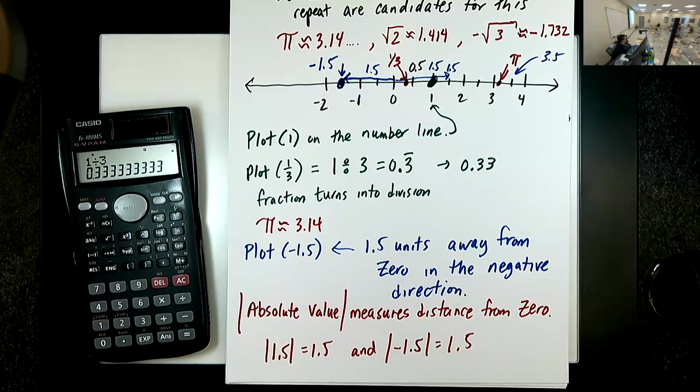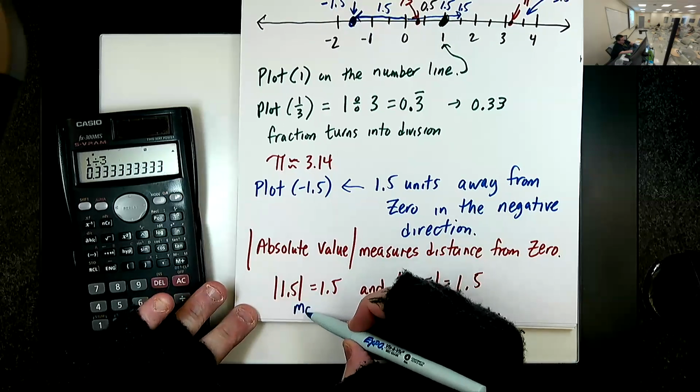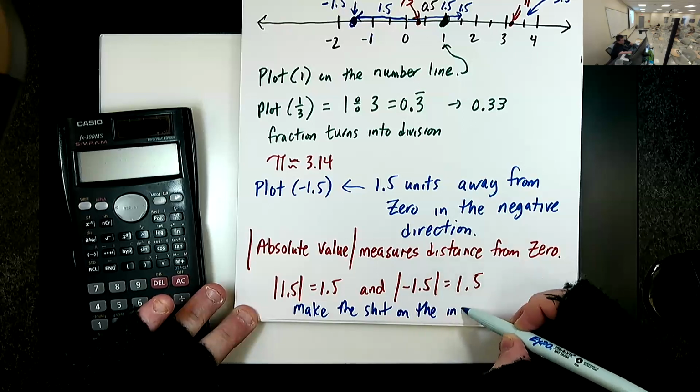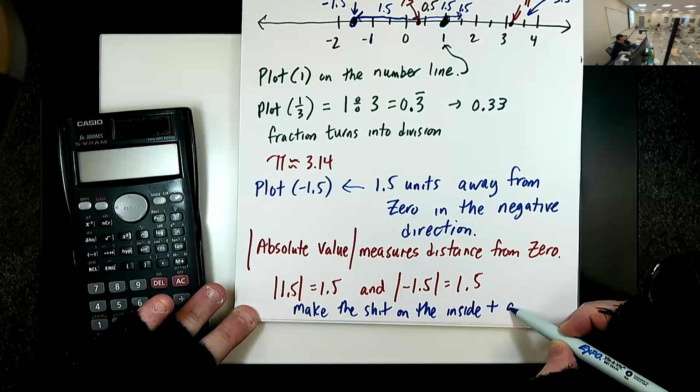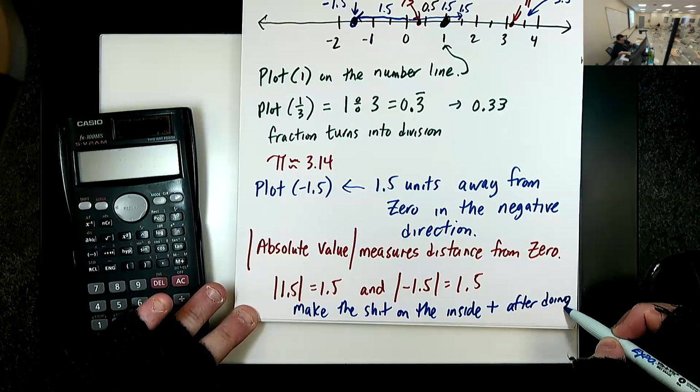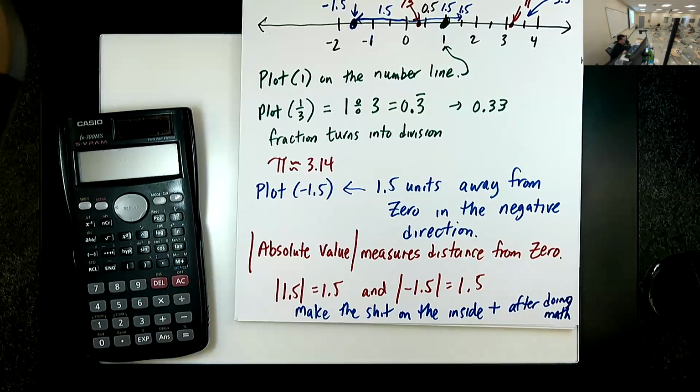I don't know if that distance from 0 helps you any. Most people remember it as: make the stuff on the inside positive, after doing math. I didn't have any math to do here. We're going to do mathematical operations, the series of them, and talk about them more thoroughly on either Monday or Tuesday. The idea here is, if there's just a number in there, make it positive. If it's already positive, it's good to go. If it's negative, drop the negative. If only money worked this way.